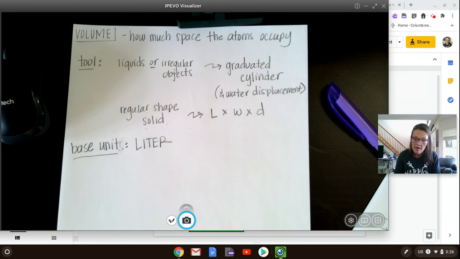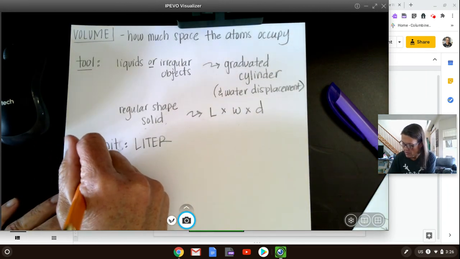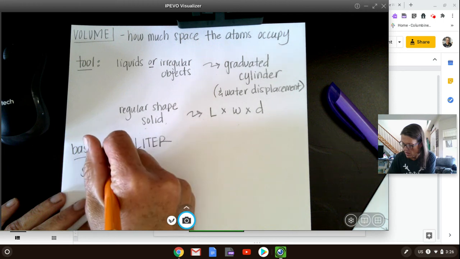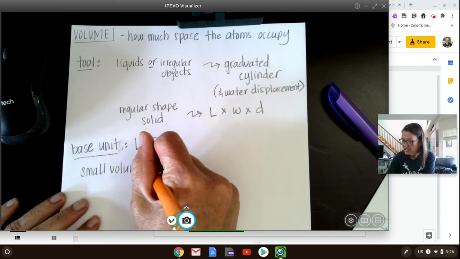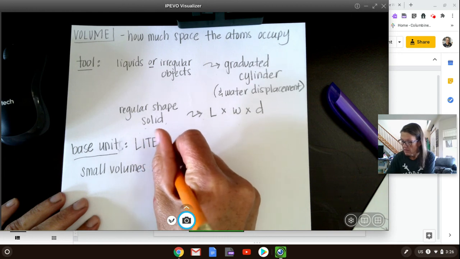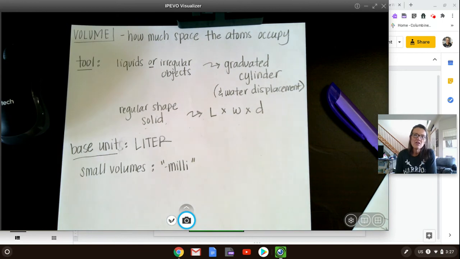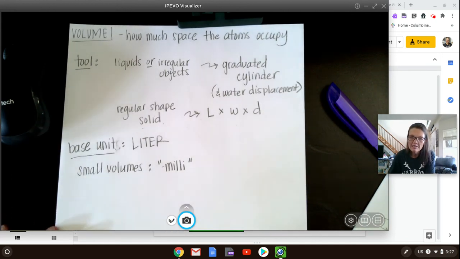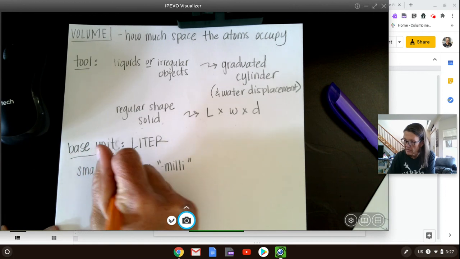When we are measuring small volumes, you are going to want to use milli. And for whatever reason, they don't use kilo as a prefix for liters. I'm not sure why, but they just don't. So we would be talking about small volumes. We would call those milliliters.